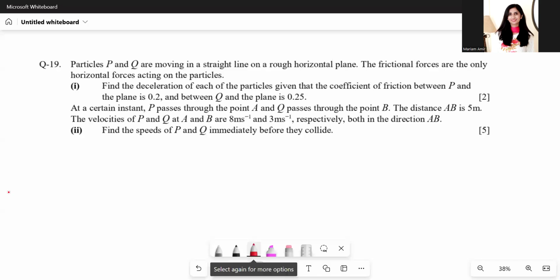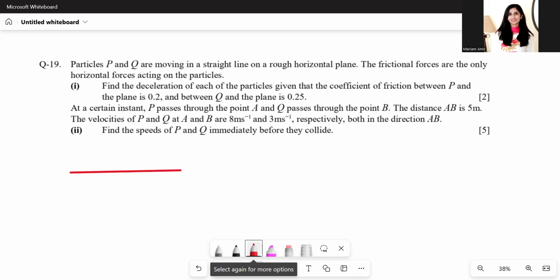Question 19 of the worksheet on forces and motion. Particles P and Q are moving in a straight line on a rough horizontal plane. Frictional forces are the only forces acting on these particles. Find the deceleration of each particle, given that the coefficient of friction between P and the plane is 0.2 and between Q and the plane is 0.25.